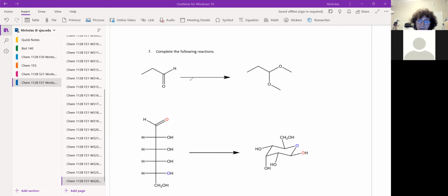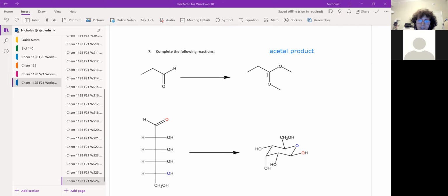Here, got a bit of an old reaction. We're starting with an aldehyde, and with some sort of conditions, we're getting this functional group. First of all, what kind of functional group do we have in our product? Yeah, it's two ethers, so you can call that an acetal group. And what do we need to add to an aldehyde? Yep, there's one other thing.